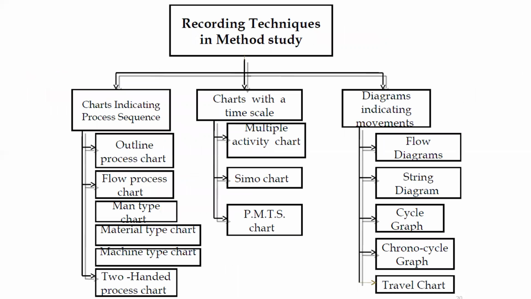You can see this in a diagrammatic manner, the flow chart manner. We have three types of charting technique: charts indicating the process sequence, charts indicating the time scale, and diagrams indicating the movements. In these three ways, we are able to describe the method study. So these are the techniques which we use to represent the method study process.